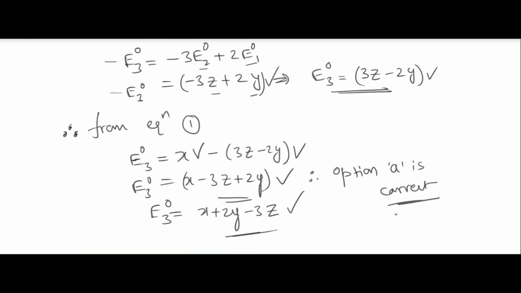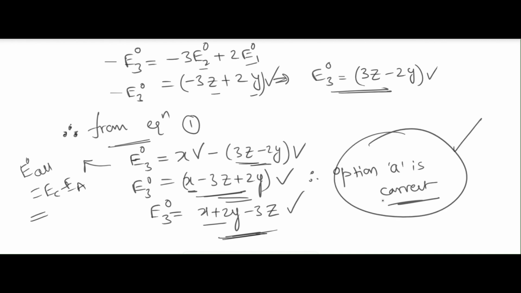Now I am substituting this E3 naught in equation 1, which is the first equation we have to calculate: E naught cell equals E cathode minus E anode. E cathode is X volts, and E anode, which we have just calculated for Fe3+ to Fe2+, is 3Z minus 2Y. Simplifying, we get the answer X plus 2Y minus 3Z. Therefore option A is correct.